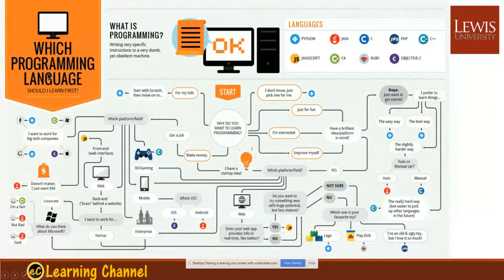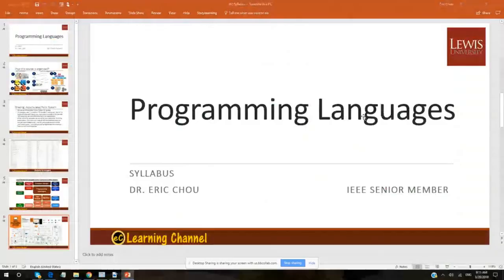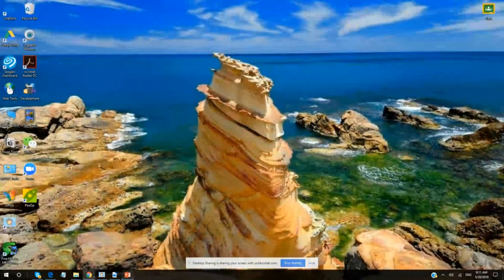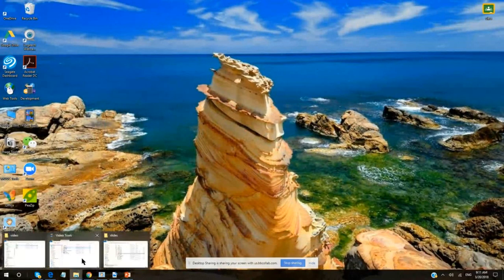Another purpose of this course is to pick a language for you to use in your project. Right here is a detailed flowchart for you to follow to pick a language for yourself. So this is our syllabus for this quarter. Now I'm going to turn to different slides.